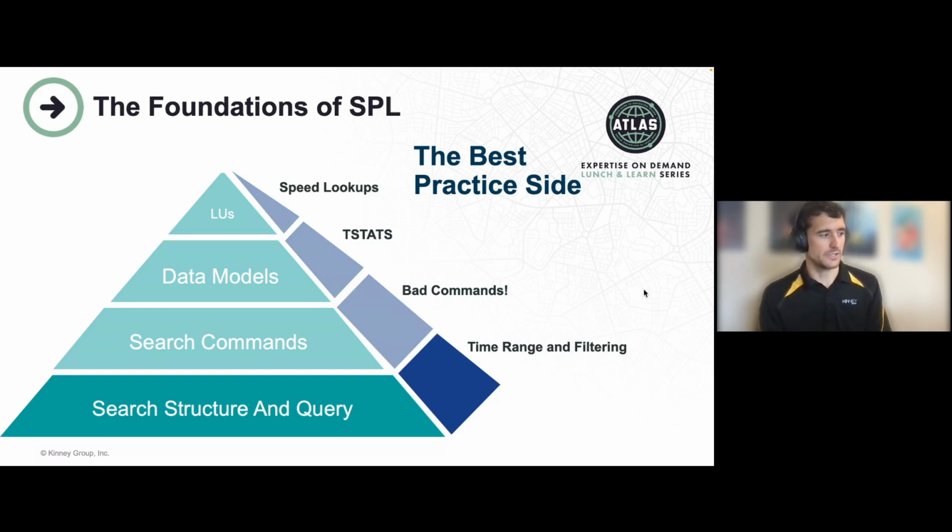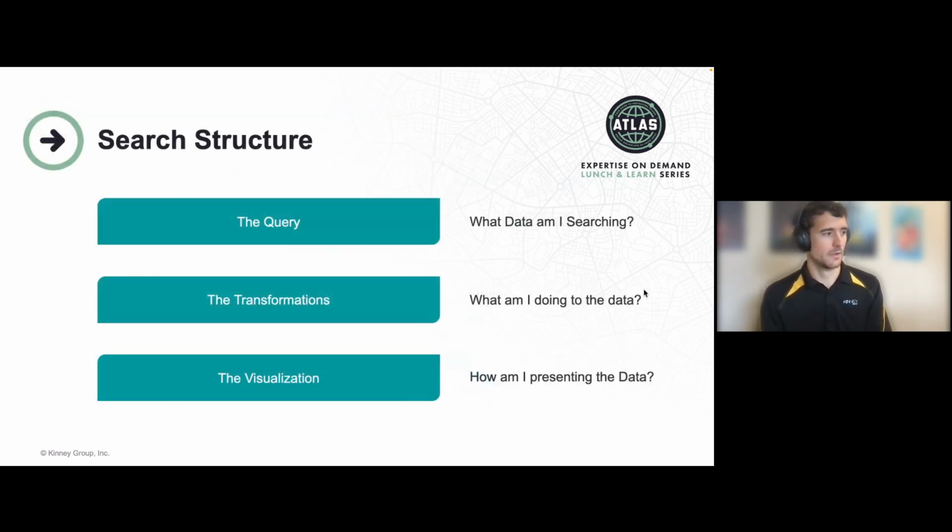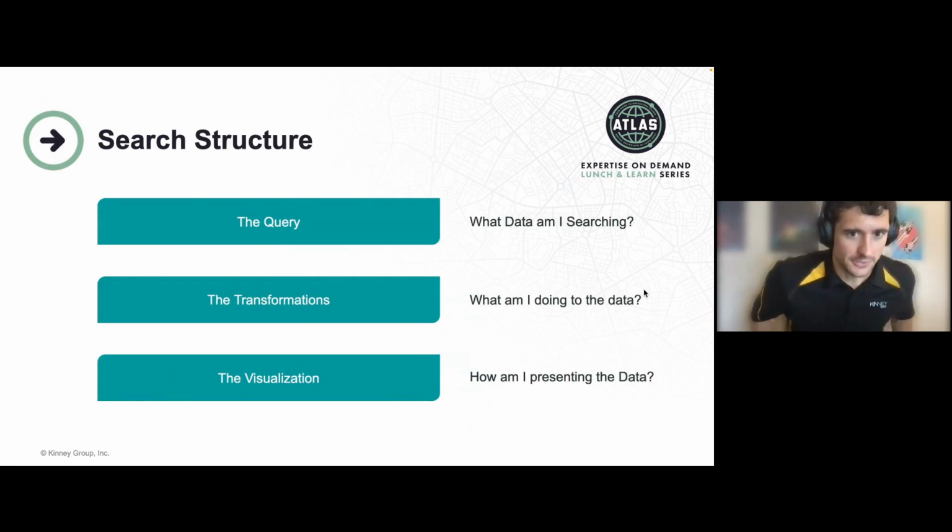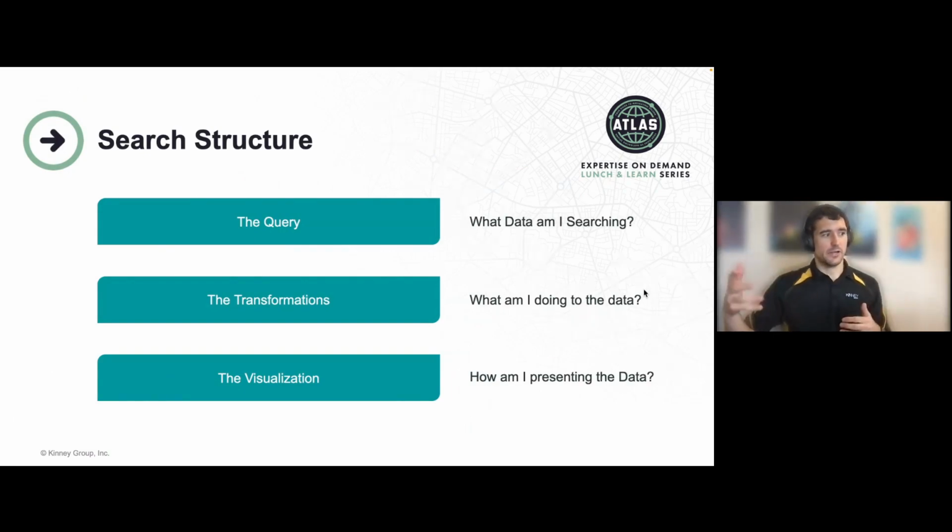So first and foremost, search structure and query. So search structure has 3 things. It has the query, the transformation, and the visualization. The visualization is sometimes the cherry on top. It's, I want this to be a time chart, or I want to rename a couple of these fields. The transformations are your stats commands, your charts commands, your eval commands, the important middle part. And then the query is first in line and also the most important. It's what data am I searching?